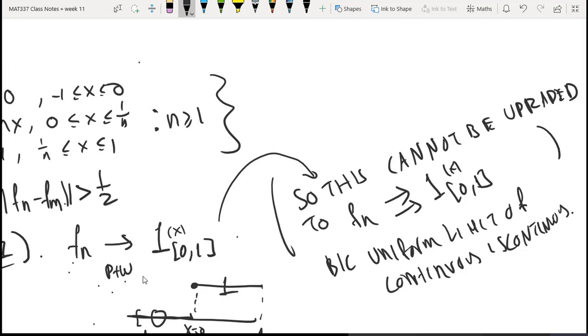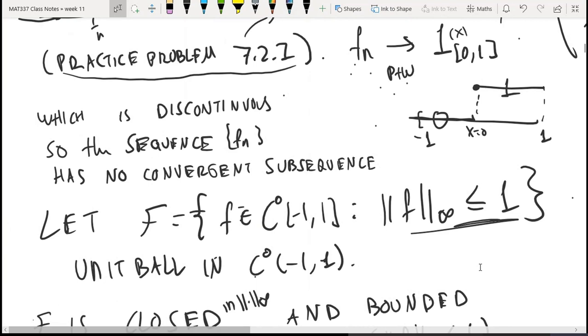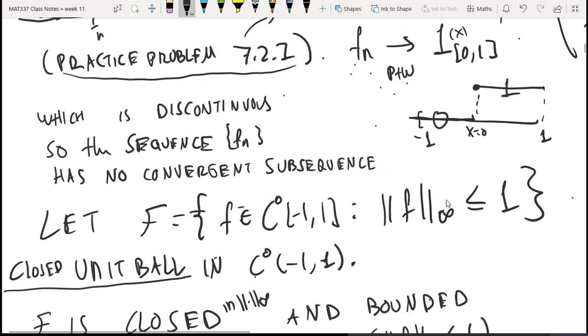And by closed, we don't mean that these guys are closed. We said that the unit ball is closed. This guy is closed, the closed unit ball. Is that okay?